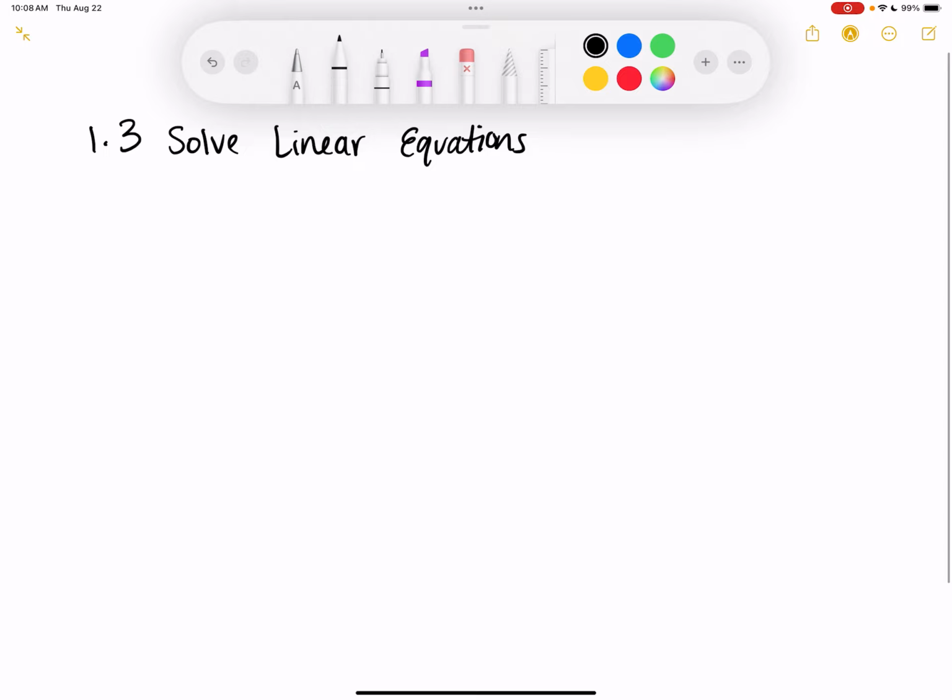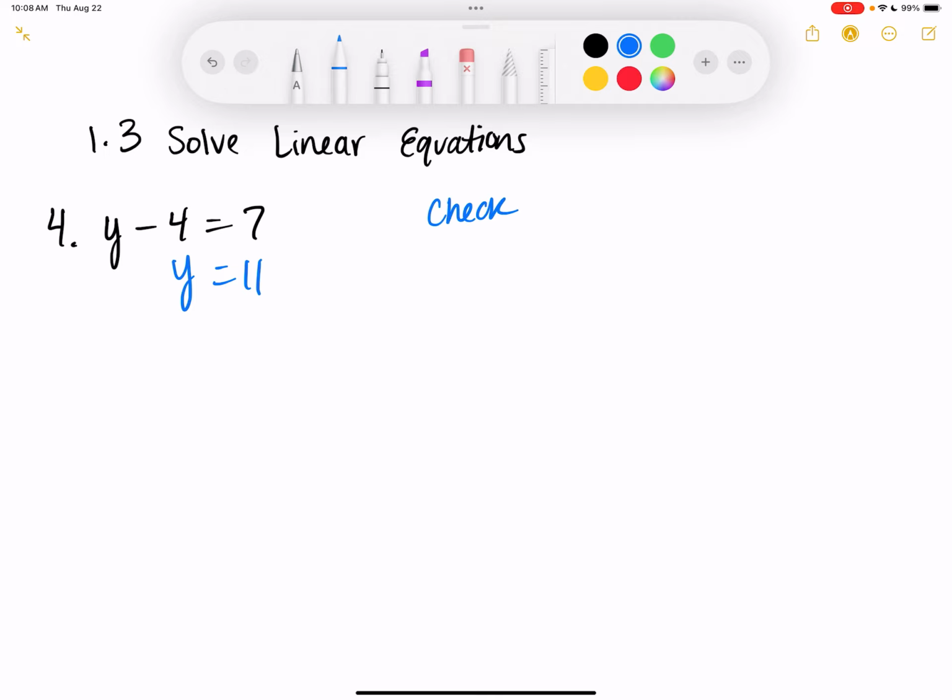Okay, solve the equation, check your solution, pretty chill. Number 4, y minus 4 equals 7. Solve for y. Add the 4 over, so y equals 11. Ryan, did you check it? No. How do you check? So now to check, plug it in. 11 minus 4 equals 7, so 7 equals 7, and you put a little check mark by it.